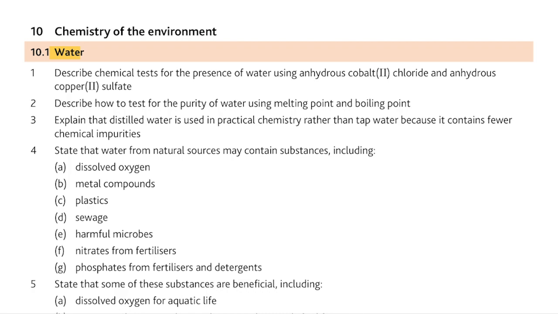So today in this lesson, we are going to learn about the chemistry of the environment. In this, we are going to complete 10.1, that is water. Describe the chemical test for the presence of water using anhydrous cobalt(II) chloride and anhydrous copper(II) sulfate. Anhydrous means without water.